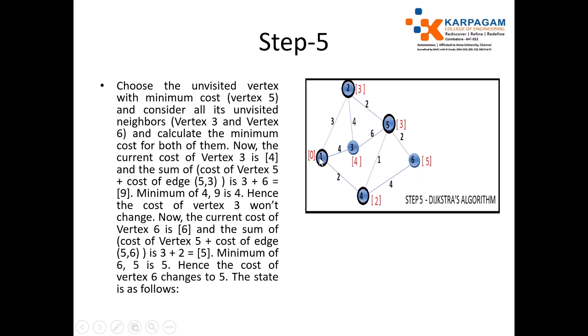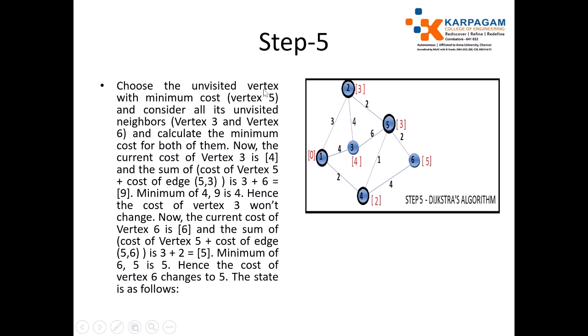Okay, next. The next one is 6. 6 has high cost: 2 plus 4 is 6. Via 2, 3 plus 4 is 7. So don't take 3. Via 2, 3 and 4, when you add 3 and 4, the cost is 7. But via 2, if you reach 5, the cost is 5. So select 1 to 5.